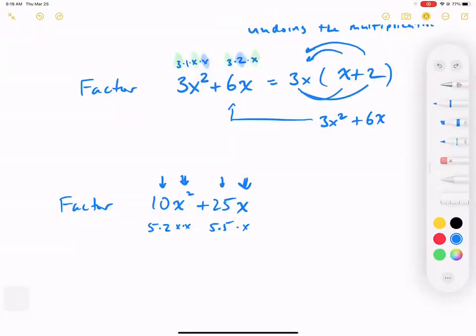Okay, so what do we have in common? Well, I can divide them both by, they both have a 5. So let's take out a 5, and they both have an x. If I take out a 5x, what do we have left over? 10 divided by 5 is 2. x. 25 divided by 5 is 5. And we took its x.